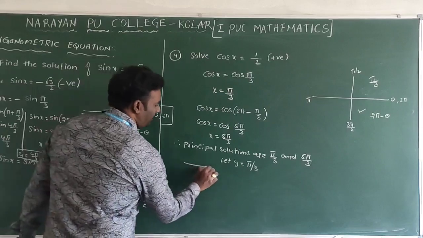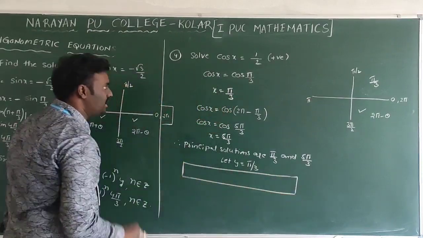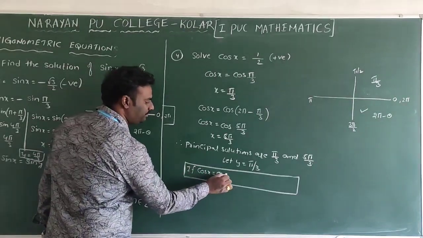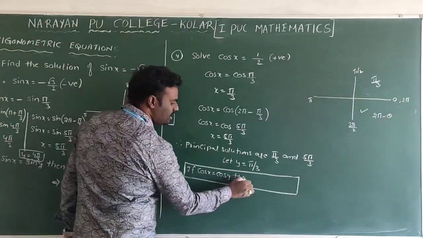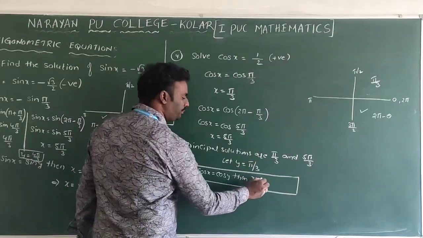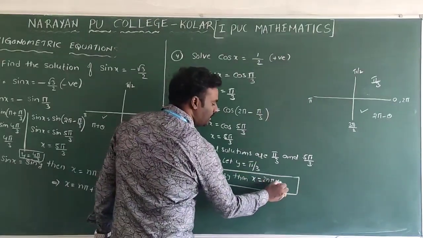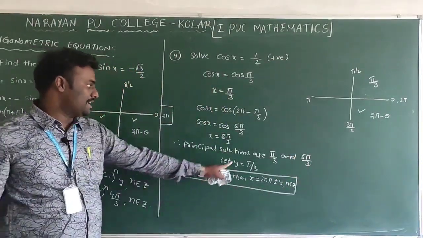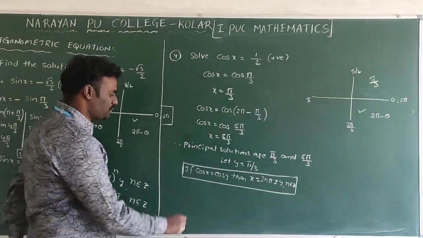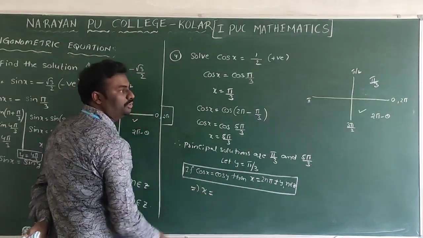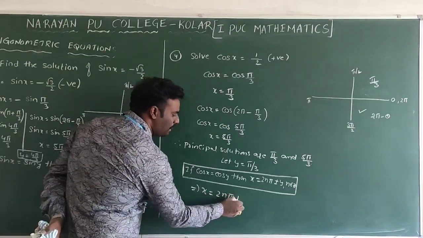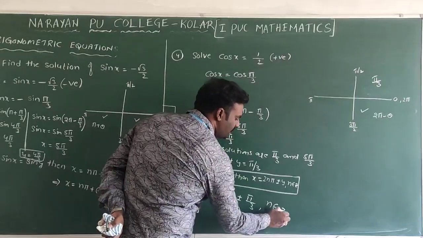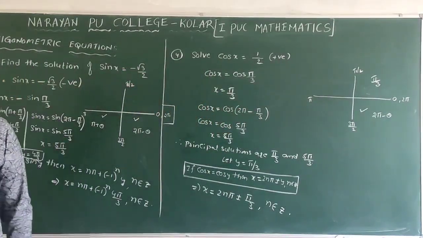What is the formula for the general solution of cos x is equal to cos y? The general solution is x is equal to 2n pi plus or minus y, where n belongs to integer. In place of y I am taking pi by 3. If you substitute, then x is equal to 2n pi plus or minus pi by 3 is the general solution of cos x is equal to 1 by 2.